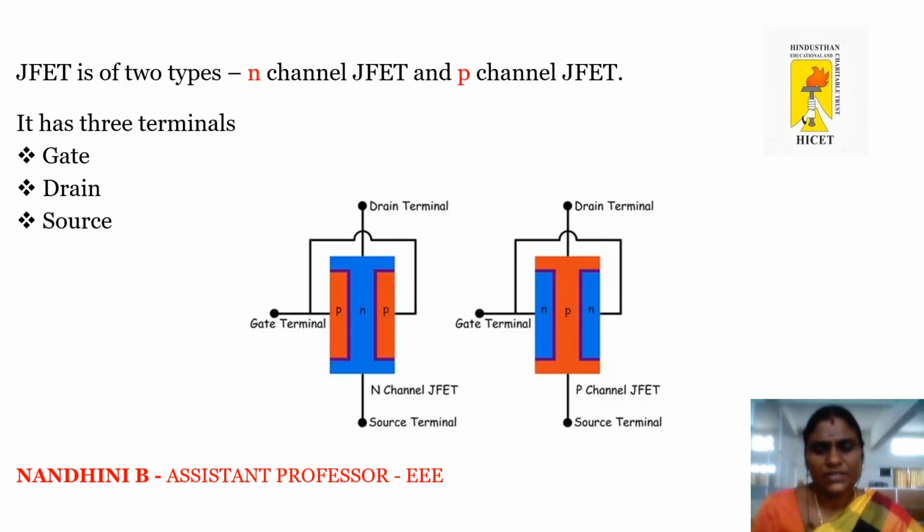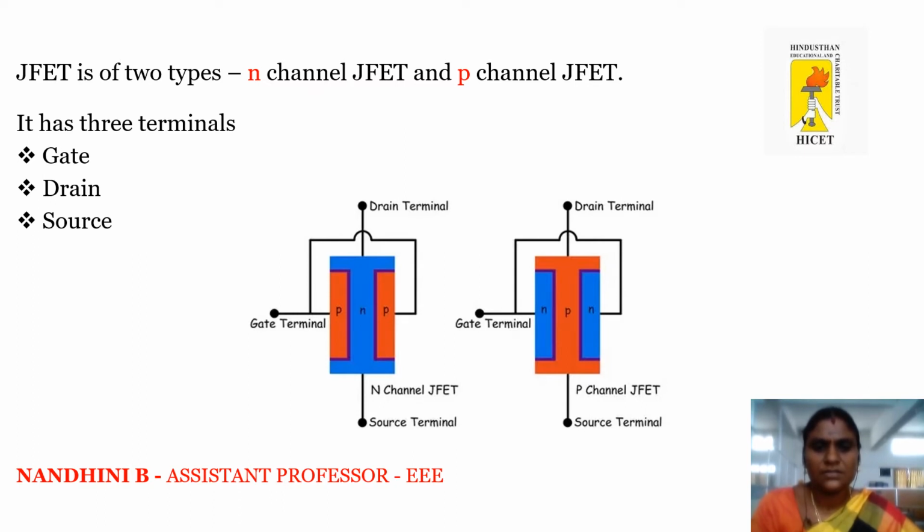So JFET is of two types, that is N-channel JFET and P-channel JFET. And the JFET has three terminals, that is gate, drain and source. In this diagram we can see in the N-channel JFET and also the P-channel JFET, the terminals have been shown.